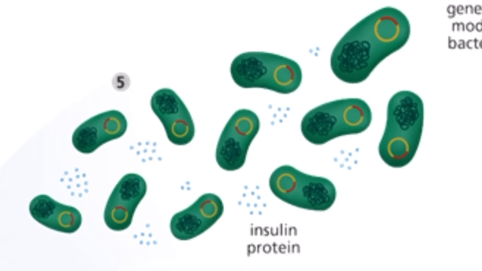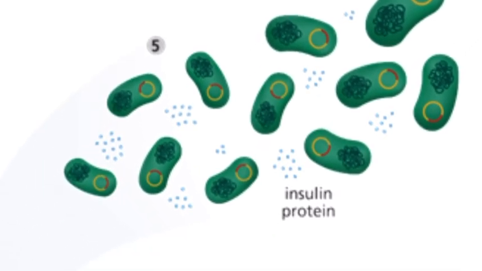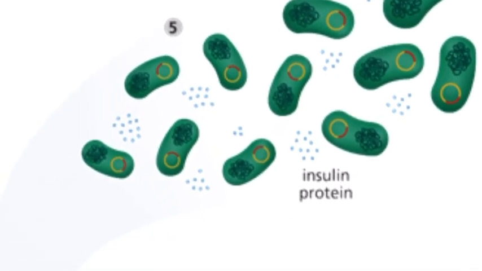This will allow us to have a lot of insulin made at a cheap and quick pace, helping treat diseases such as diabetes for millions of people worldwide.